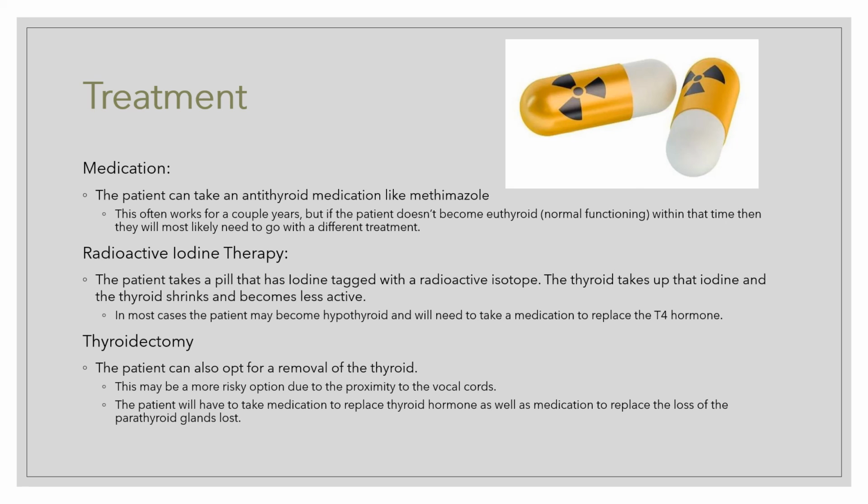Another possible treatment is a thyroidectomy. The patient can opt for a complete removal of their thyroid, but this is a more risky option due to the proximity to their vocal cords, as well as nerves around that area. There are also other complications of it just being a surgery, general surgery complications. The patient will have to take medication to replace the thyroid hormones, as well as taking medication to replace the hormones that are lost from also having their parathyroid glands removed.